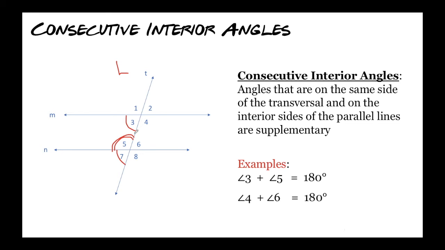Angles 5 and 7 are supplementary because added together they create a straight line. Like we said before, angles 3 and 7 are corresponding angles, so they are congruent. Since angles 5 and 7 add up to 180 degrees, and angles 3 and 7 are equal, we can say that angles 3 and 5 also add up to 180 degrees.